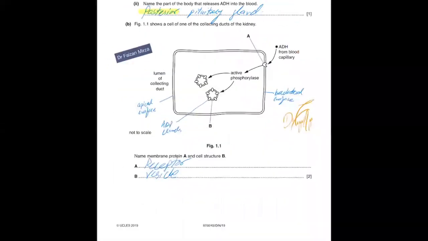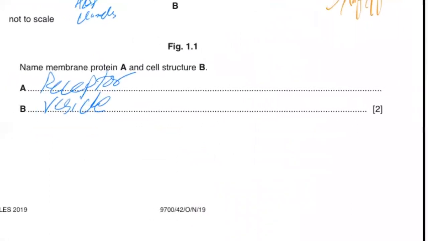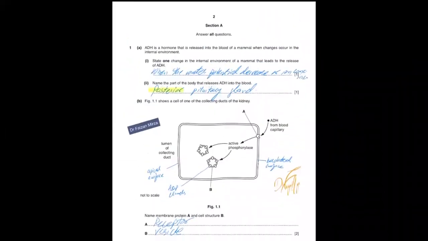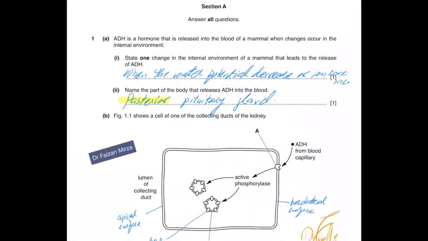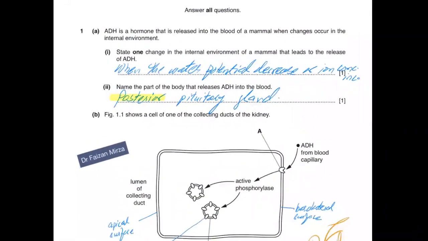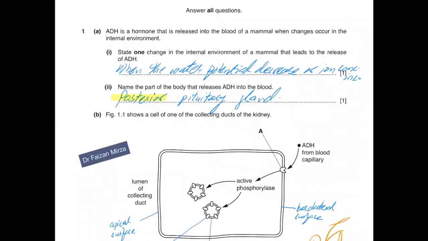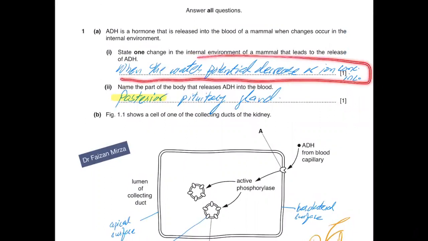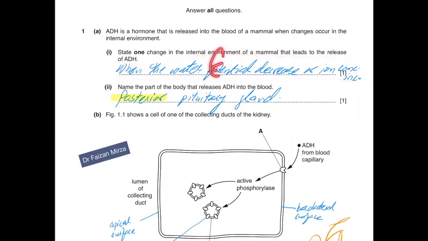So here I'm taking this question from October November 2019, variant 42. This question basically asks about ADH hormone. ADH hormone is released into the blood of the mammal when changes occur in the internal environment. State one change in the internal environment which leads to release of ADH. We know when the water potential decreases or the ion concentration increases. This is a fact that you need to recall, so you can just state that.